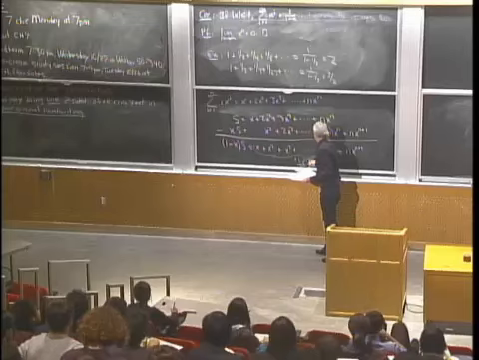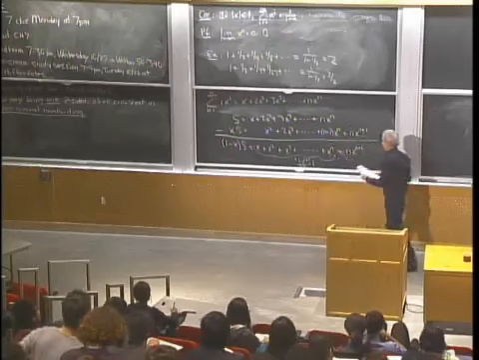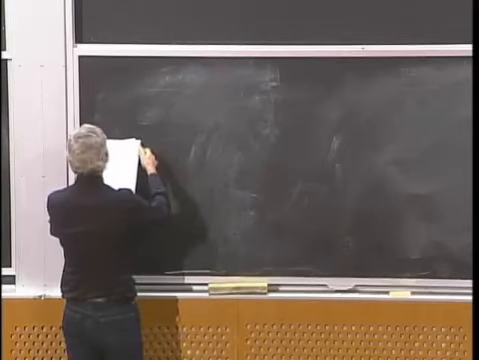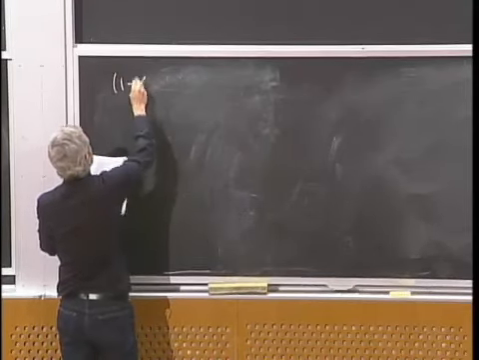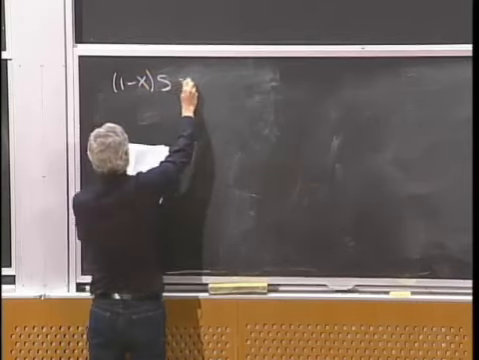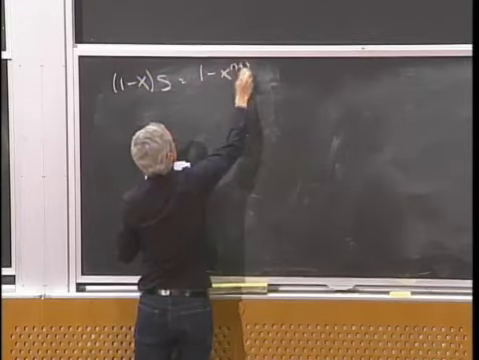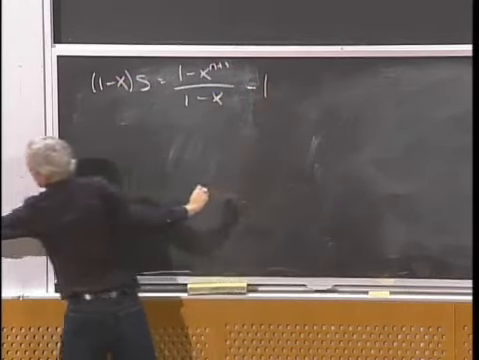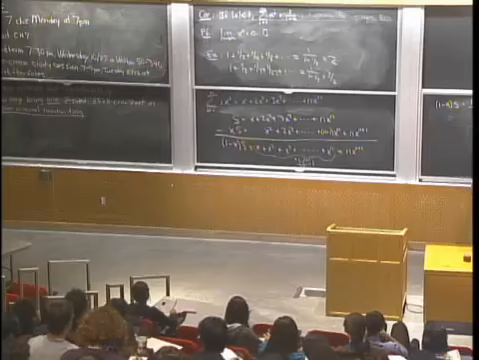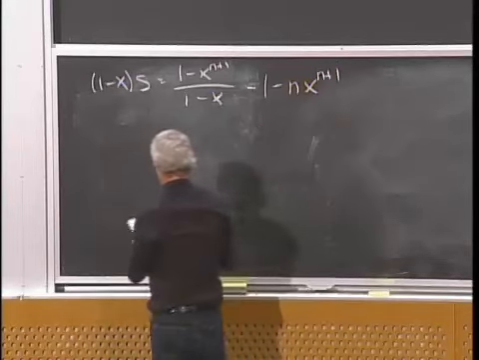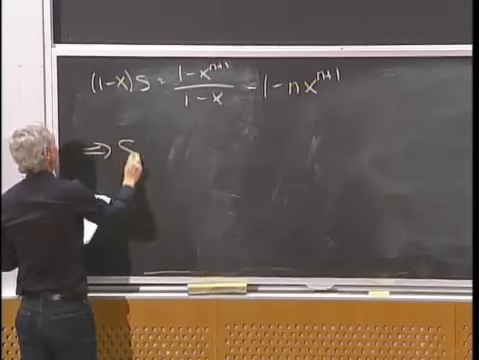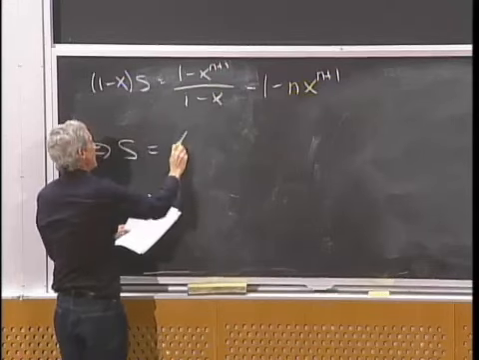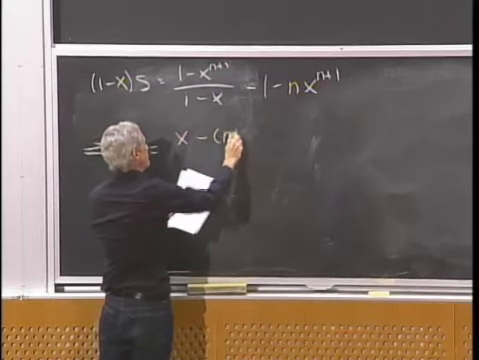Yes, it would. That's right. I got to add 1 to there. Okay, so that's good. So that says that 1 minus x times s equals 1 minus x to the n plus 1 over 1 minus x minus 1. And then I got to remember to subtract that term too. Minus n x to the n plus 1. That means now I just divide through by 1 minus x and simplify, and I get the following formula. I won't go through all the details, but it's not hard.